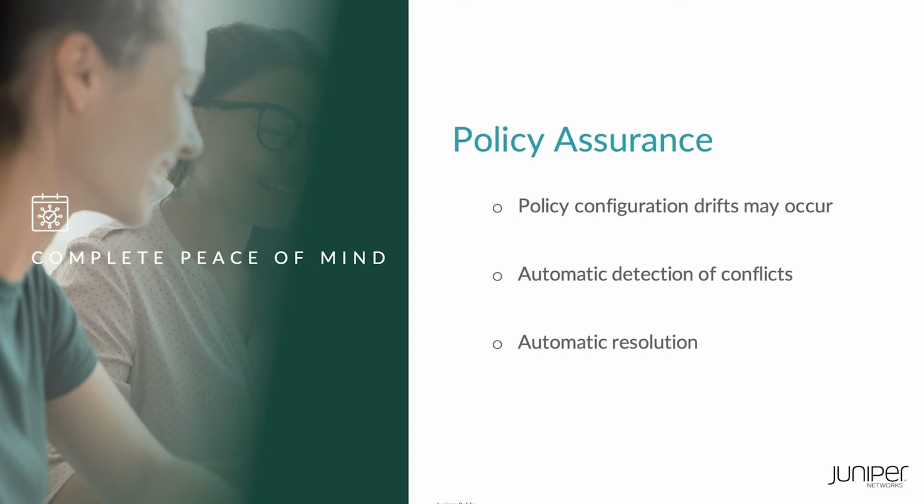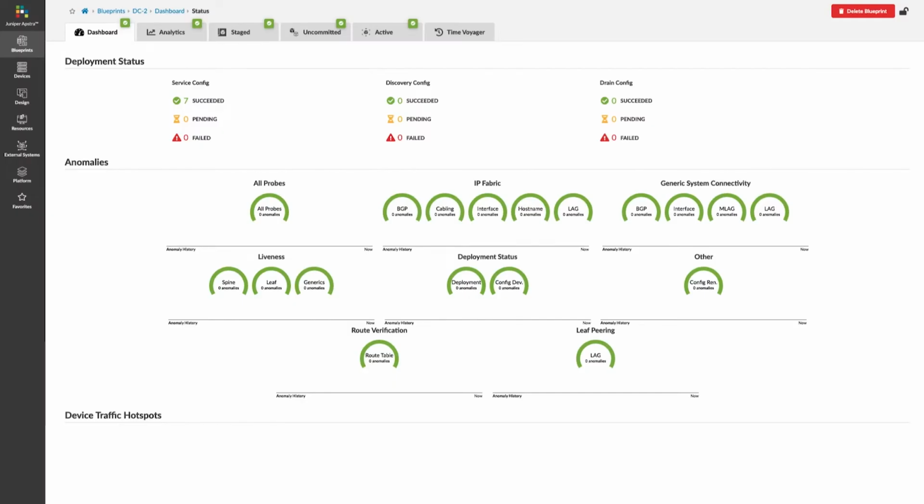In this short video, we will see how to easily create security policies with Apstra, and how policy assurance keeps track of any overlaps or drifts and rectifies these issues automatically. The latest version of Juniper Apstra also supports the policy assurance feature for the Junos operating system.